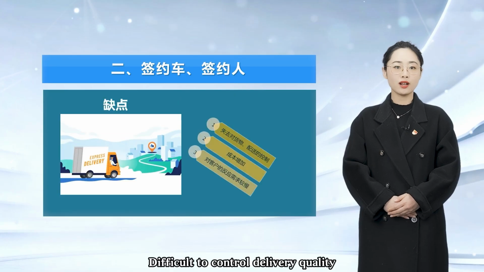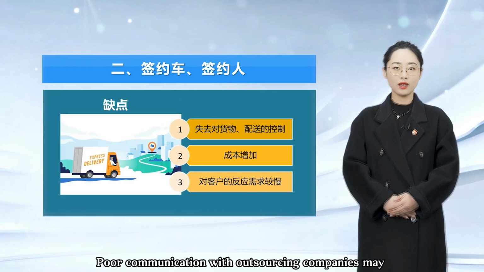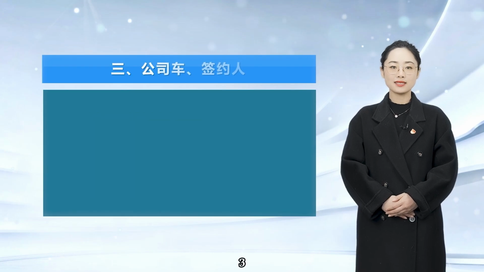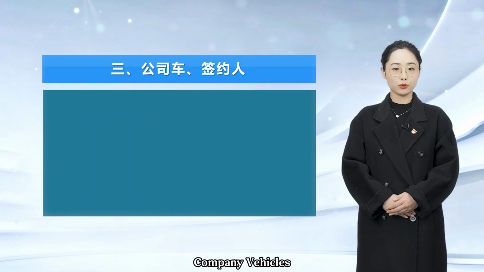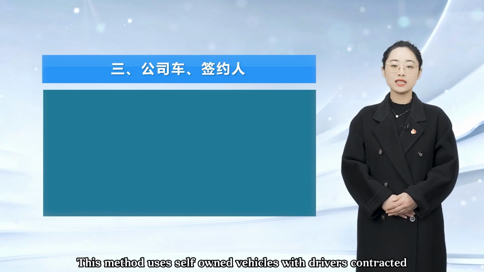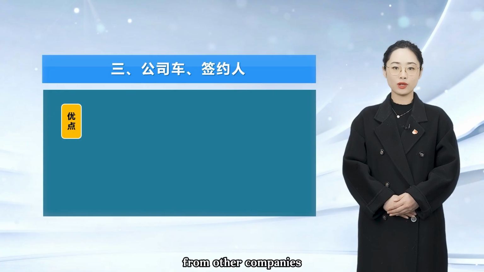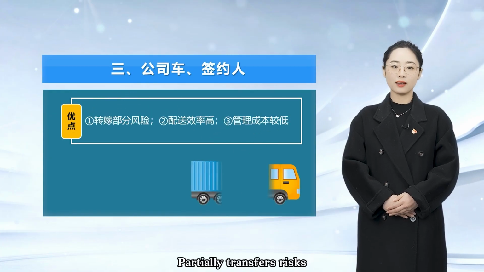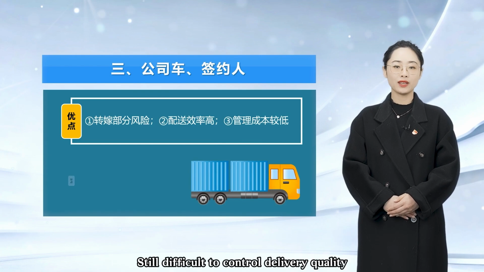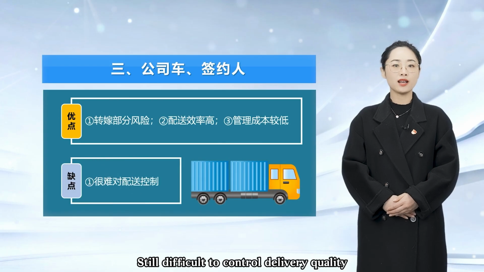Disadvantages: difficult to control delivery quality. Poor communication with outsourcing companies may increase management costs. 3. Company vehicles, contracted personnel combination. This method uses self-owned vehicles with drivers contracted from other companies. Advantages: partially transfers risks. Professional delivery personnel improve efficiency. Disadvantages: still difficult to control delivery quality.